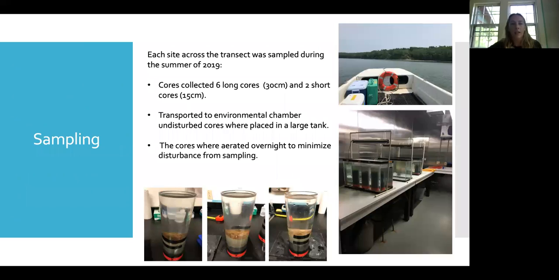At each site across my transect, during the summer of 2019, between the months of June and August, I collected 6 long cores and 6 short sediment cores, and I would determine which ones were good just based on similarities and lack of disturbance during the sampling process. I would transport these back to an environmental chamber within a lab where the temperature would be set to the bottom water temperature during sampling time, and they would be contained in large tanks with UV filtered estuary water, and then left overnight, while being aerated, to minimize disturbance from the sampling.